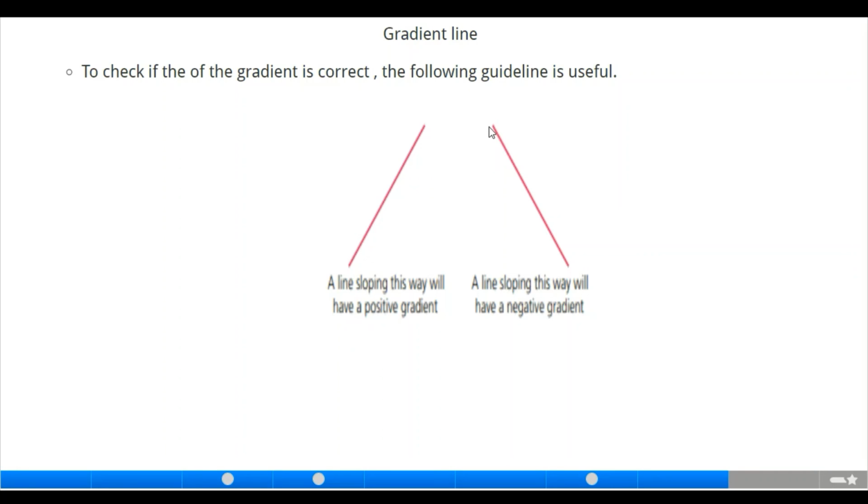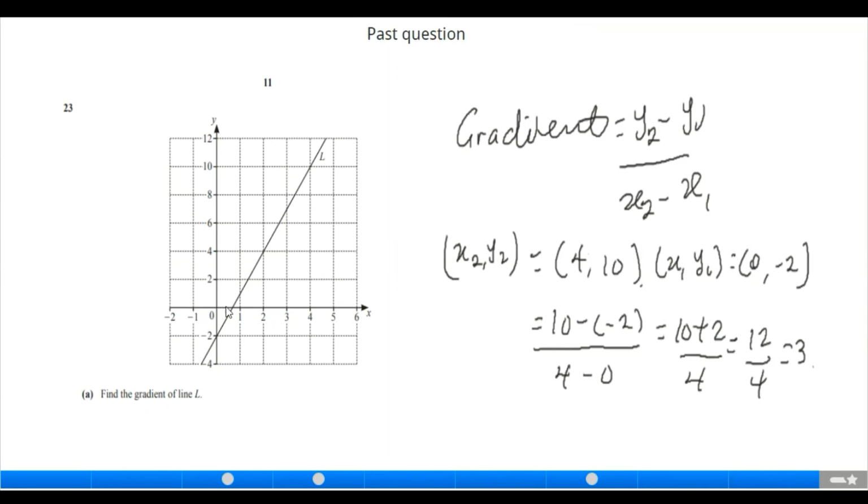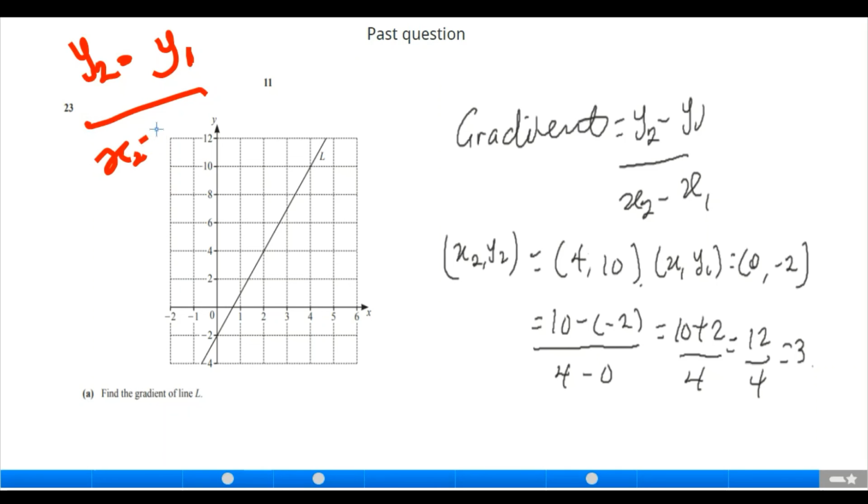Now, if we look at the other line, look at this, it is going on a slant on the right-hand side. This is going to give us a negative type of gradient. Now let's look at the past question that we have here. We have a graph here, and we have to calculate the gradient of the line from this graph. What is the formula for calculating gradient? The gradient of a line is calculated by y2 minus y1 divided by x2 minus x1.